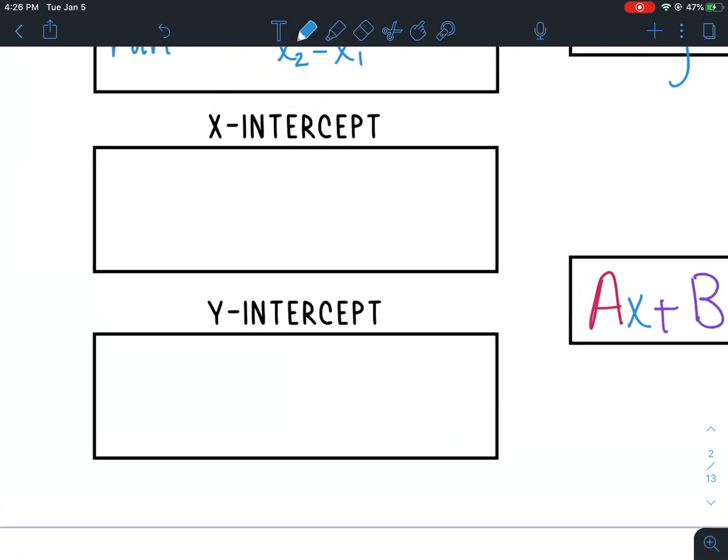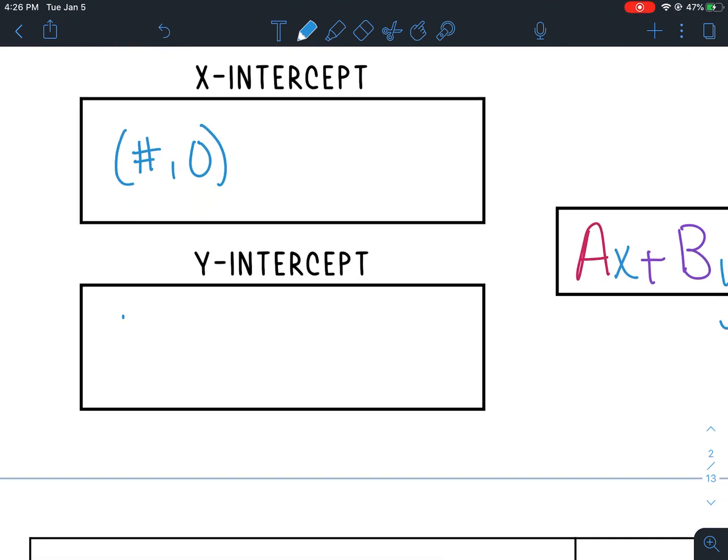So just a little bit more about our x-intercept. When we write our x-intercept, it's going to be a number, comma 0, if we were to write it as a point. And our y-intercept, as we write it, is going to be 0, comma, a number.